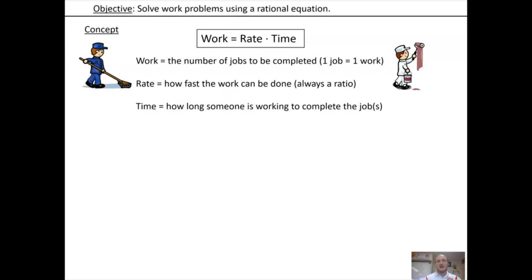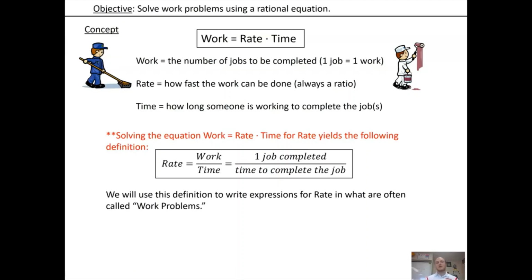So we get this equation: work equals rate times time. Solving work equals rate times time for rate yields the following definition. If I use inverse operations to isolate the rate, we get rate equals work over time. Work is generally one job completed, divided by the time it takes to complete the job. We're going to use this definition to write expressions for rate, which are often called work problems.